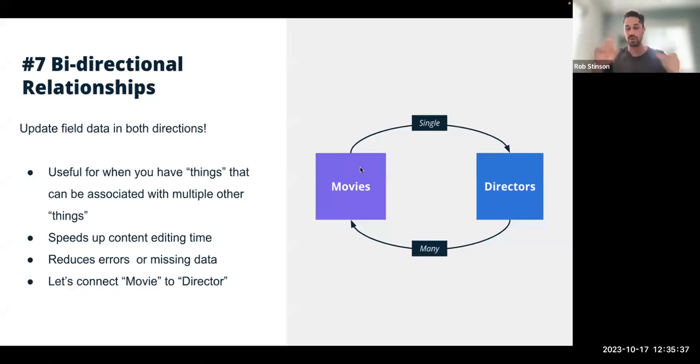So there's relationships between these. We want to store these relationships in our database, but they go in both directions. A movie has directors, director has movies, and we want to set that up in a way that is easy for us to manage.